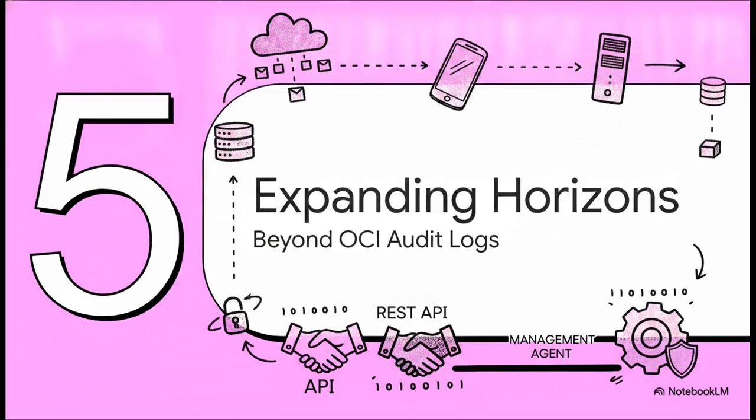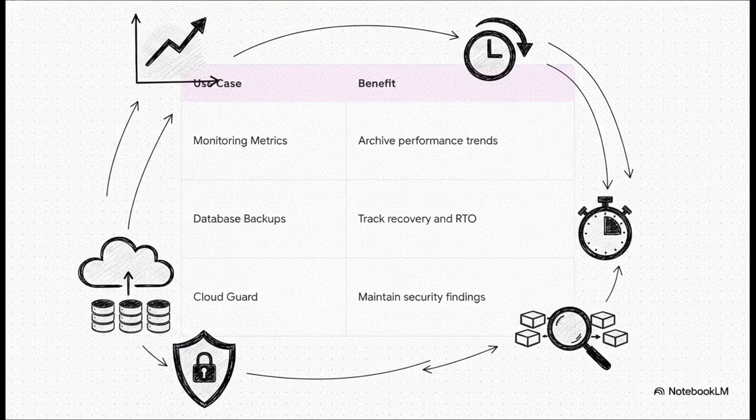Section 5, expanding your data horizons. You know what's truly fascinating about all this? This REST API and management agent combo is definitely not a one-trick pony. The versatility here is just awesome. You can take this exact same architectural pattern and apply it across so many other OCI services to beat those default retention limits. Think about it. Archiving monitoring metrics way past their 90-day limit to build real historical baselines, tracking database backup recovery operations and RTO trends over time, or even keeping your CloudGuard security findings way beyond 180 days. It's basically your unified historical data platform.